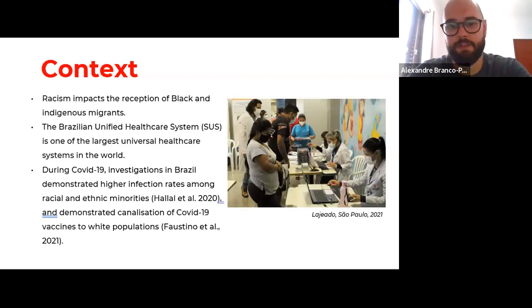Migrants are benefited by universal access, although there are several barriers to access, such as undocumentedness, defunding, and racialization processes. During COVID-19, for example, investigations demonstrated higher infection rates among racial and ethnic minorities, and demonstrated the canalization of COVID-19 vaccines to white populations. That reflected on the access of this population to COVID-19 vaccines, with reports of denial of vaccination of migrants in health units in marginal neighborhoods of the largest cities. Next slide, please.